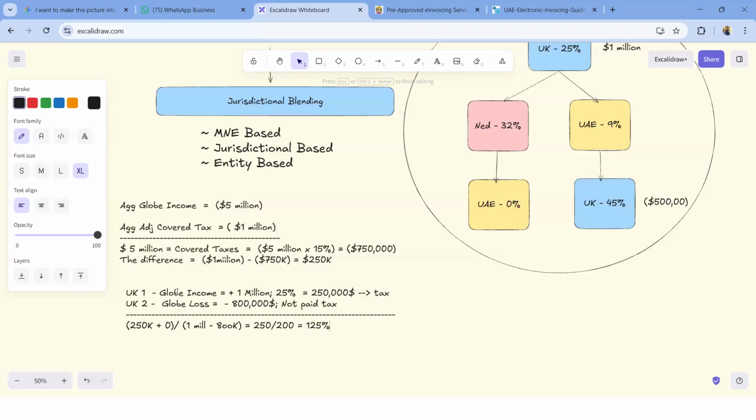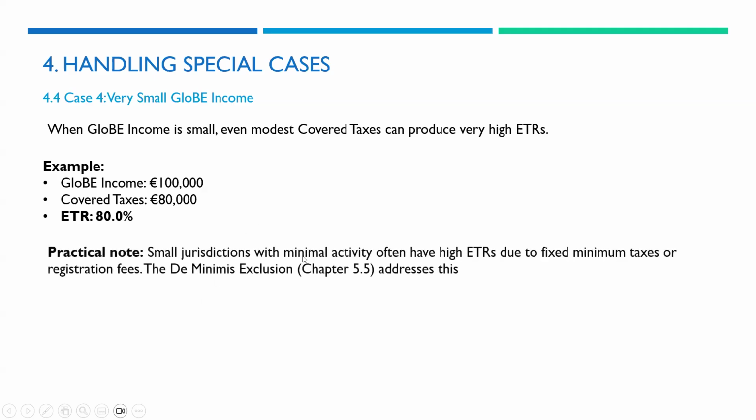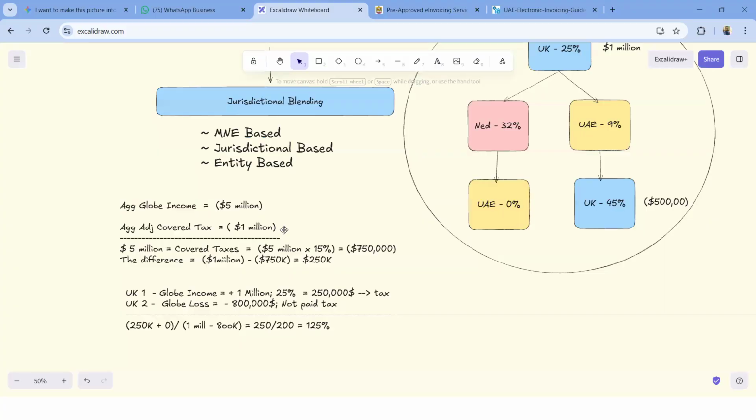This ambiguity could happen if you take it on a jurisdictional scale. What they are saying is when globe income is small, even modest covered taxes can produce very high ETRs. Small jurisdictions with minimal activity often have high ETRs due to fixed minimum rates or registration fees. The de minimis exclusion will add. In such cases, we have a separate chapter on it, so just keep it in mind that if you see something like this, there is some adjustment coming.